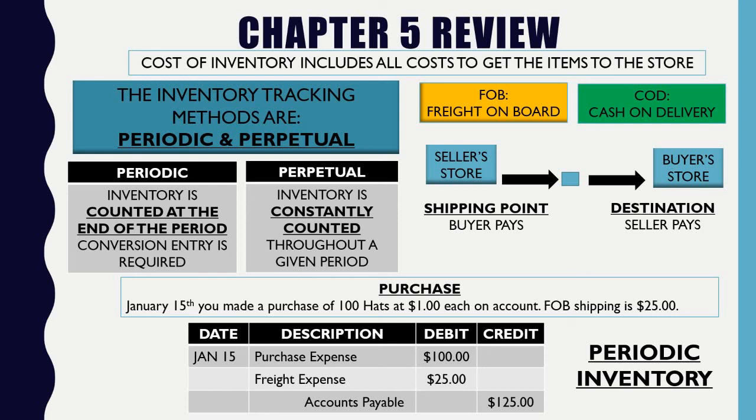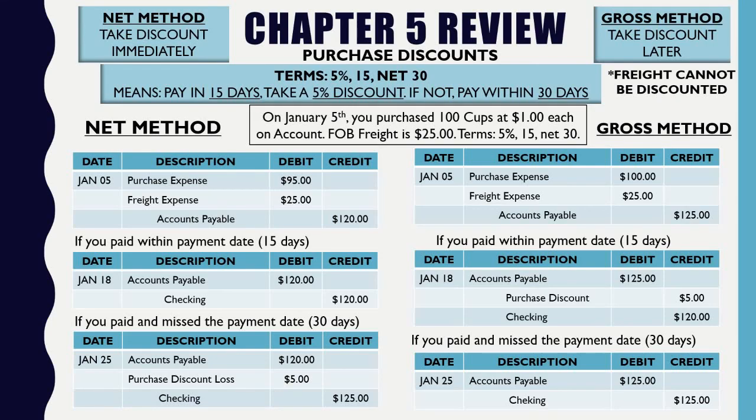Understanding who has ownership, or who is responsible, for your shipment of items. Then understanding that with a periodic inventory, when you journalize your purchases, you're journalizing them as an expense. And then the next page is the discount, understanding what terms are. Also know that you cannot take a discount off of freight, tax, or anything like that. You can only take a discount off the actual product price. And here is an example of what we just went over between the net and the gross method.